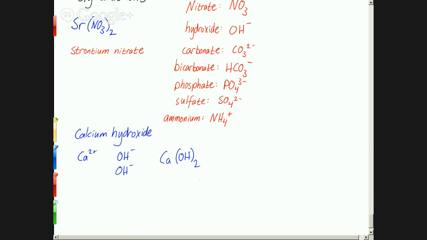Why is it in the parentheses? Well, because if we wrote it like this, that would be something different, because this would tell us that we had a calcium, an oxygen, and 2 hydrogens. And that's not what we have. We have 2 whole hydroxide units. So we need the parentheses around them.